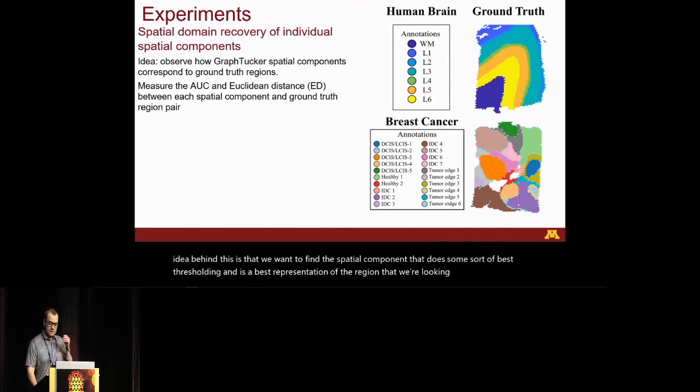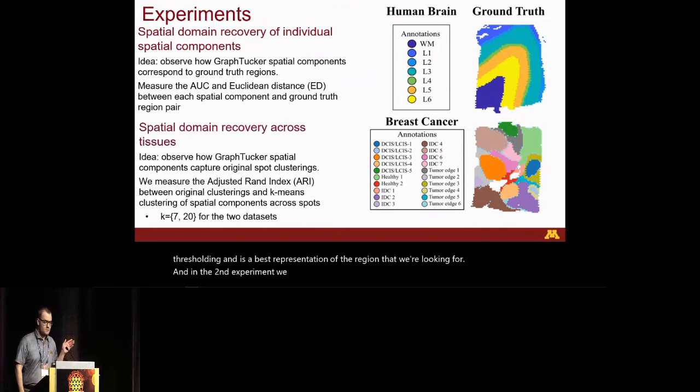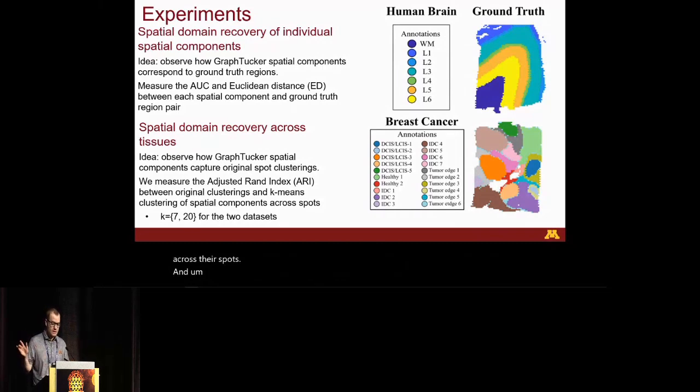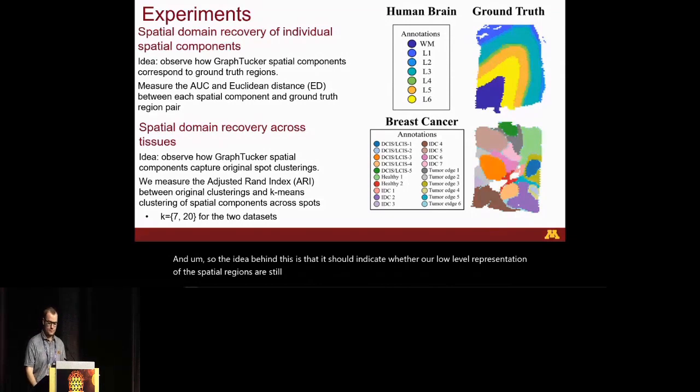And in the second experiment, we wanted to observe how the spatial components are capturing the regions as a whole, which we did by performing clustering on the spatial components across their spots. And so the idea behind this is that it should indicate whether our low-level representation of the spatial regions are still capturing important information for delineating these tissue regions.